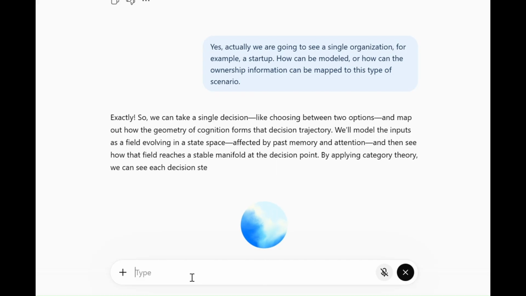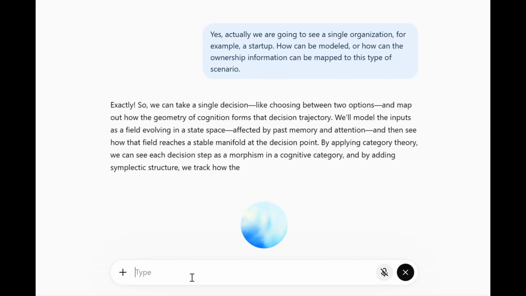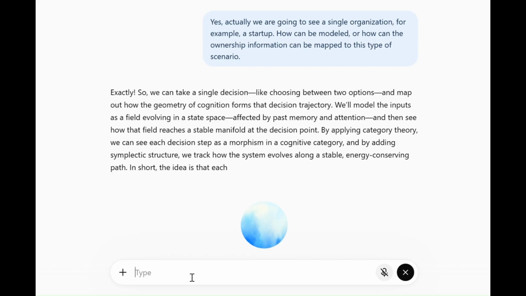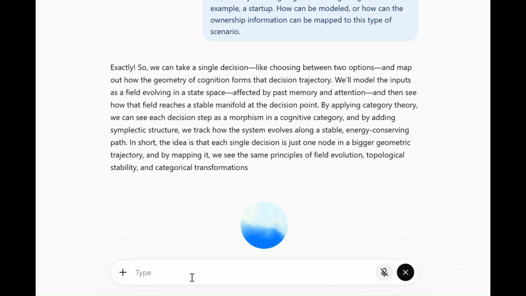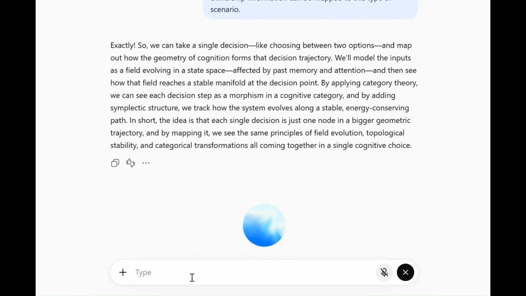By applying category theory, we can see each decision step as a morphism in a cognitive category. And by adding symplectic structure, we track how the system evolves along a stable, energy conserving path. In short, the idea is that each single decision is just one node in a bigger geometric trajectory. And by mapping it, we see the same principles of field evolution, topological stability, and categorical transformations all coming together in a single cognitive choice.